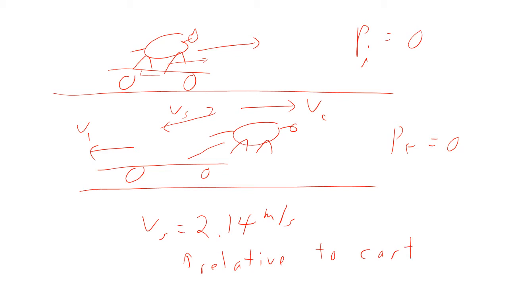V1 is the velocity relative to the ground. Vc is the velocity relative to the ground. I gave you the velocity of the cat relative to the cart. So I want to know what is the velocity of the cart and what is the velocity of the cat.